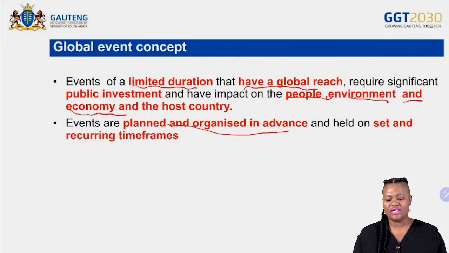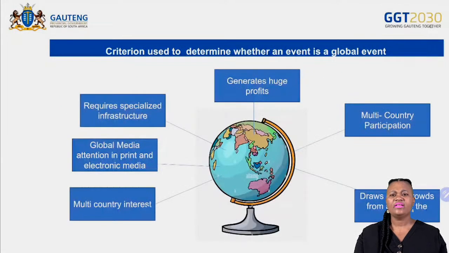And a global event will have an impact on the people, environment, and economy of the host country. So over here, you can see that the global event has an impact on the people, environments, and economy. And when you talk about people, environments, and economy, it should already be ringing that the three pillars of sustainable tourism do come into play when we are doing global events.